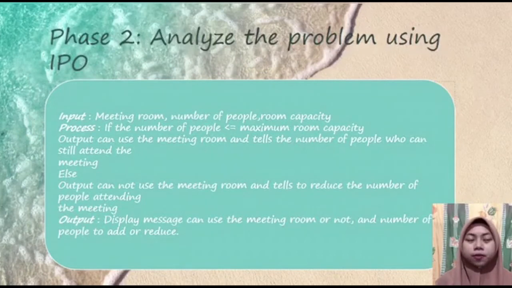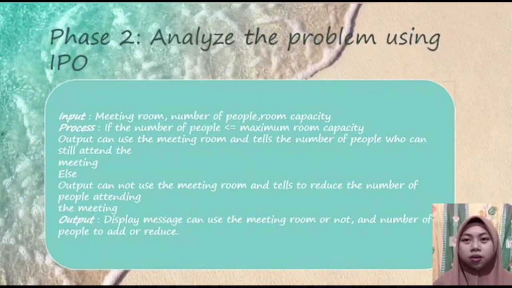The input from the problem scenario is meeting room, number of people, room capacity. The process is if the number of people is less than or equal to maximum room capacity, the message tells that they can use the meeting room and the number of people who can still attend the meeting. If not, the message tells that they cannot use the meeting room, and to reduce the number of people attending the meeting to use the room. The output is to display the message can use the meeting room or not, and the number of people to add or reduce.